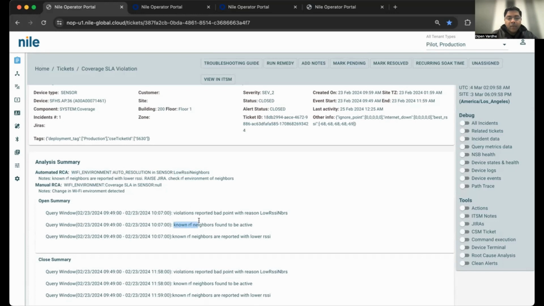It says that the known RF neighbors found previously are still active. That tells me basically the APs have not rebooted. None of the APs are down. None of the sensors are down. Just that the perceived RSSI of the APs from the sensors' perspective has changed. And that basically means there has been a Wi-Fi environmental change.